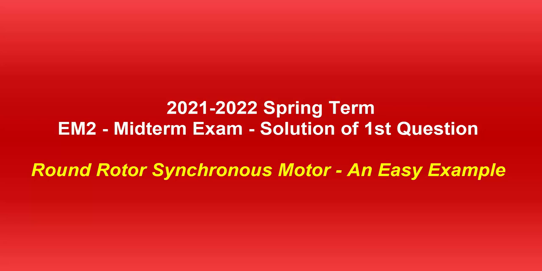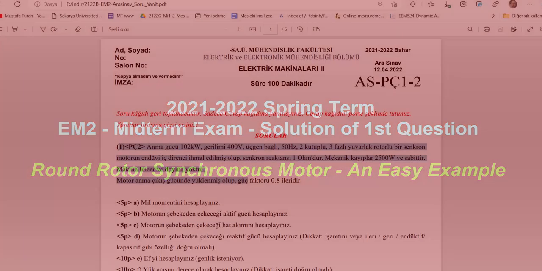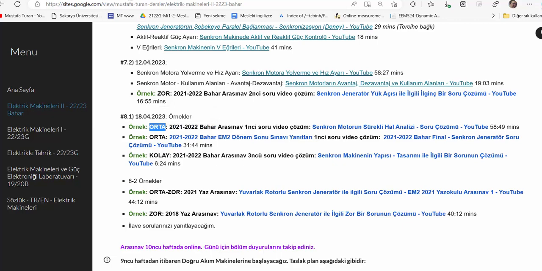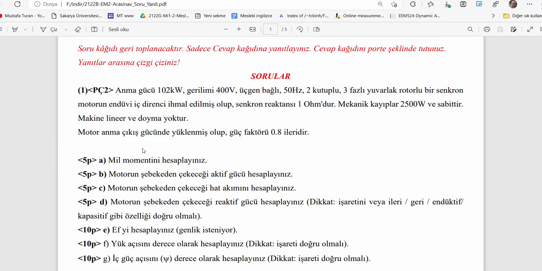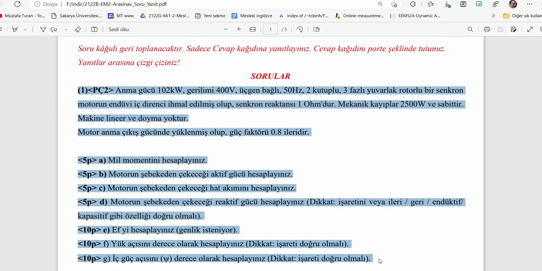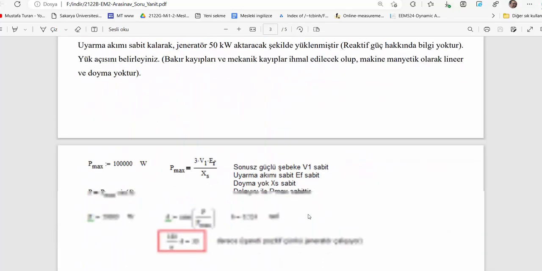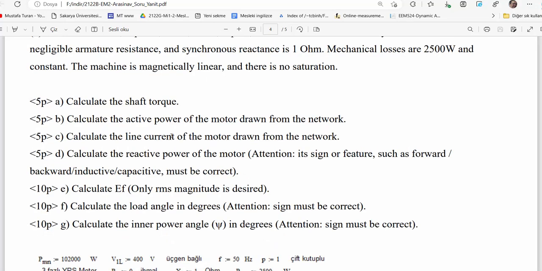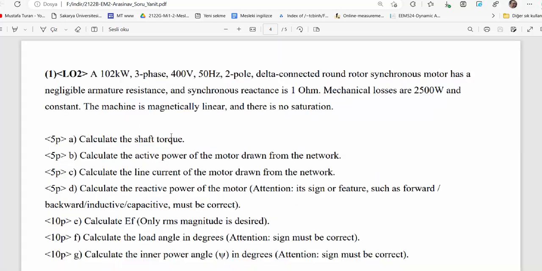Last year, spring term, first question. It is an easy, mid-level question. There is no trick in the question. It is in Turkish here, and there are some solutions already published on my webpage. Here is the English version. So let's read and take notes. Understand first and then solve the questions.